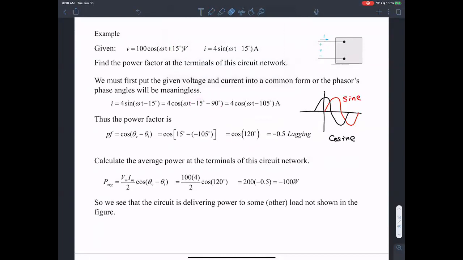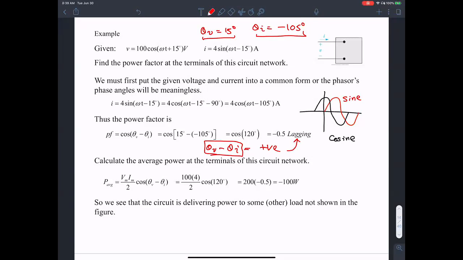See, theta v is 15 degrees, theta I is negative 105 degrees. The phase angle for current is lower than the phase angle for voltage. So theta v minus theta I is positive. Therefore, I call it lag. Theta v minus theta I is positive, hence the term lag. And that's the first part.